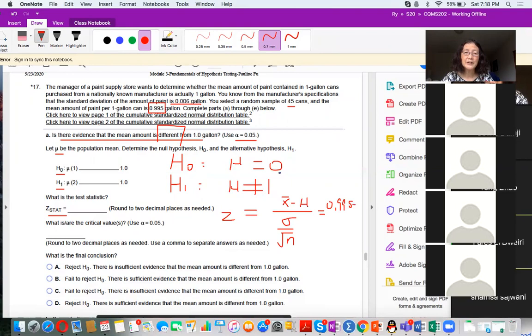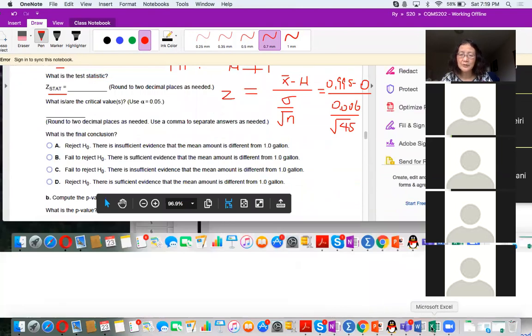And what is population mean? See here, population mean is zero. Okay, you assume it is zero, minus zero, divided by sigma. Sigma is here, 0.006 is standard deviation, over square root of sample size, n, n is 45. Okay, so you get test statistic.